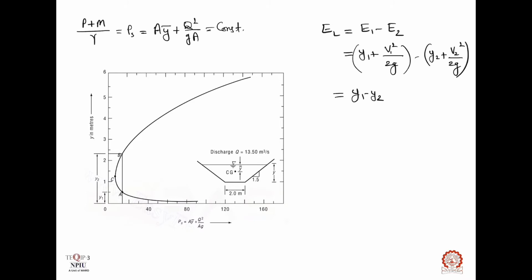Y1 minus Y2 plus V1 and V2 we can replace by Q divided by A. Then we can take common Q square upon 2G, and inside the bracket 1 upon A1 square minus 1 upon A2 square will be left. Okay, so this is the expression of loss of energy for this case.